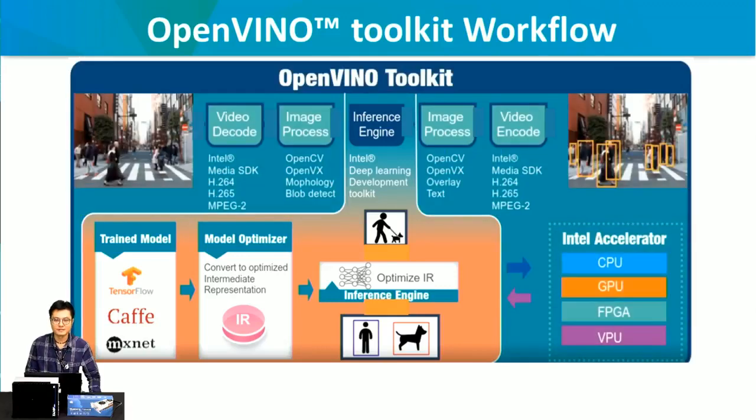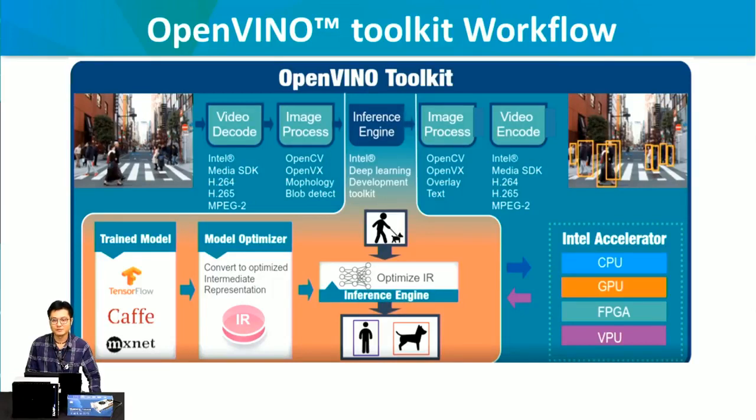So from the whole process, from the left, the video stream, the first step, you can use the Intel Media SDK to do the video decode. Then you can do the image preprocess, which means you can use OpenCV or OpenVX and do some morphology like dilation, erosion, or you want to do the motion detection. And after the image process, we put the input image into the inference engine. The inference engine will come out with the deployment result.